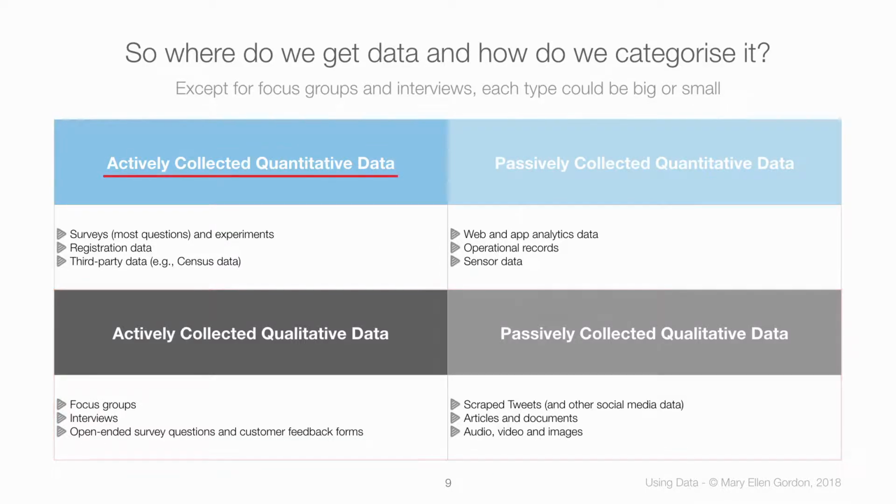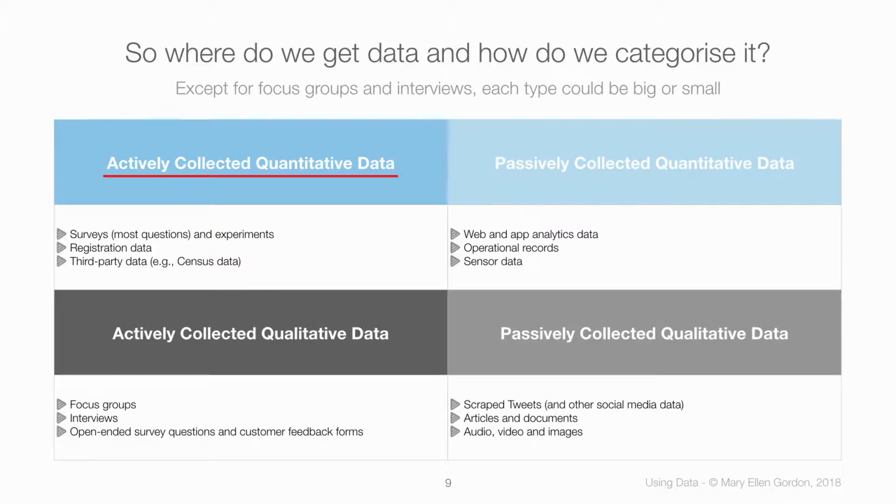We've got actively collected quantitative data. Some common examples of that are things like surveys, experiments, registration data on websites and things like that. Also third-party data. And what I mean by that is it is actively collected quantitative data, but somebody else has done the collecting and we're just using it. Probably the classic example of that is the census data. So the census organization for our country, for example, Statistics New Zealand, has collected data and then we're using that data. Other examples, though, include things like syndicated data, where perhaps a company like Nielsen has collected the data and then is selling it to other parties.